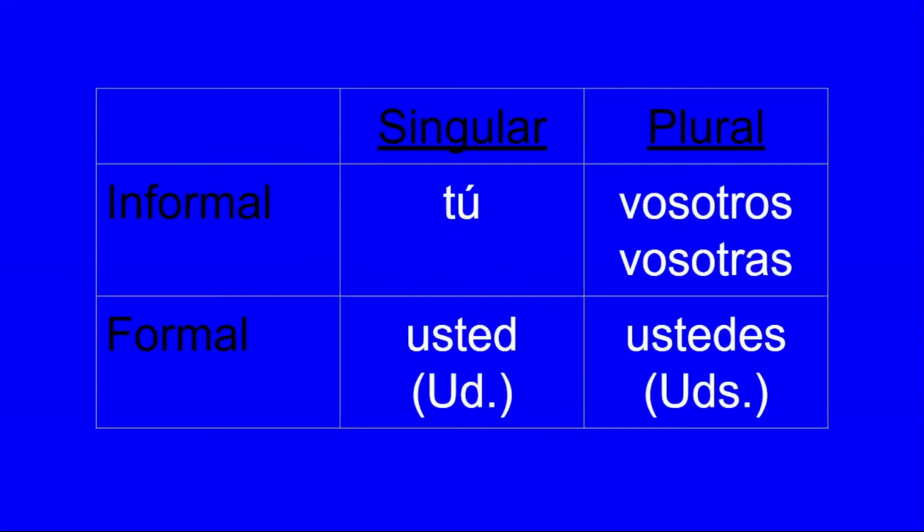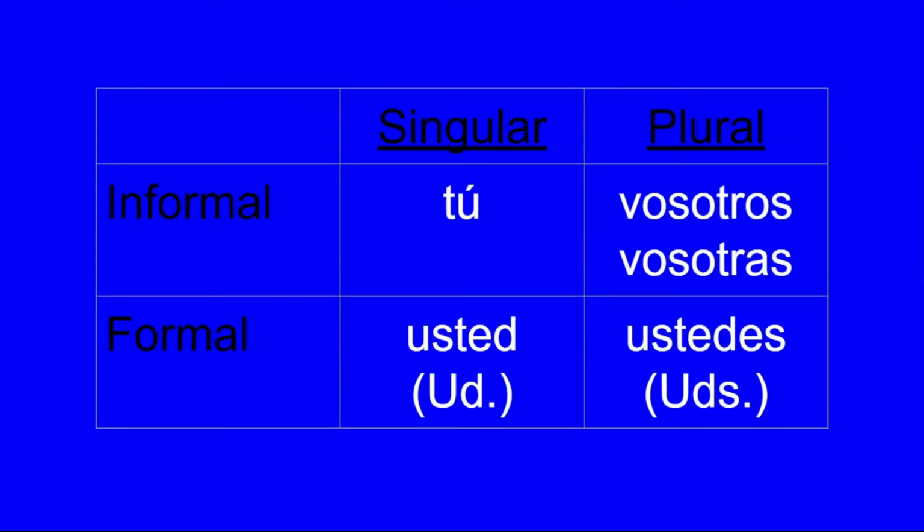Let's look at the informal singular version first. This is when you are speaking to one person that you know well. In this case, you will use the word tú. Please take note that tú is always written with an accent when it's acting as a subject pronoun. For more common mistakes with the subject pronouns, please check out the video linked here and in the description.